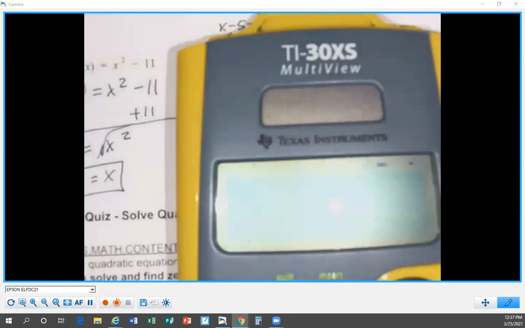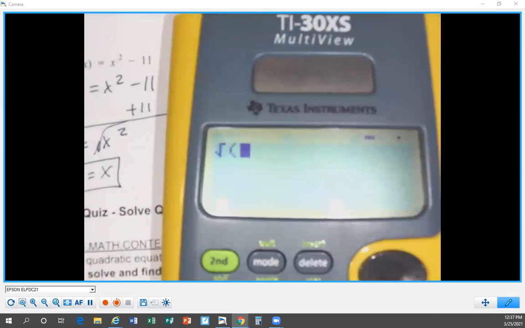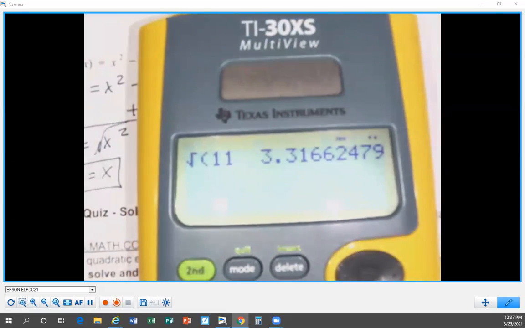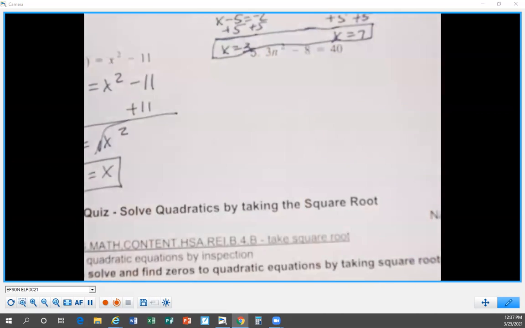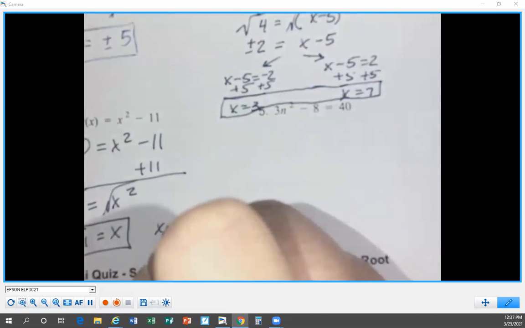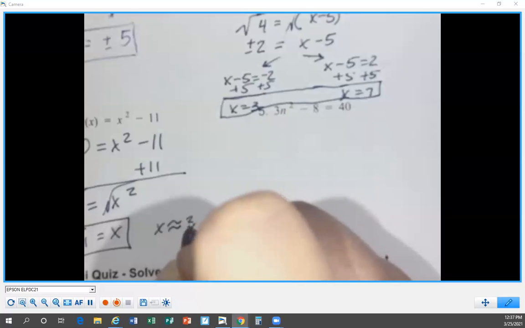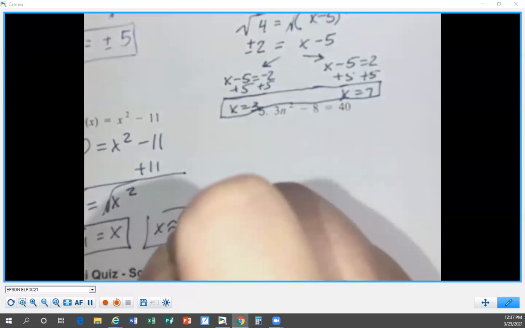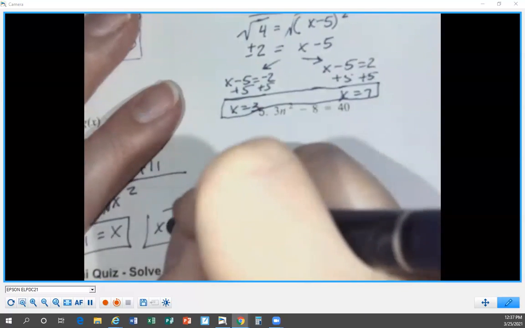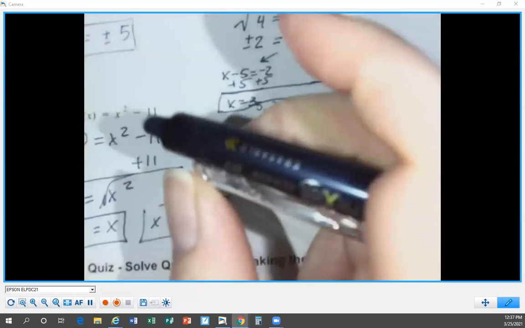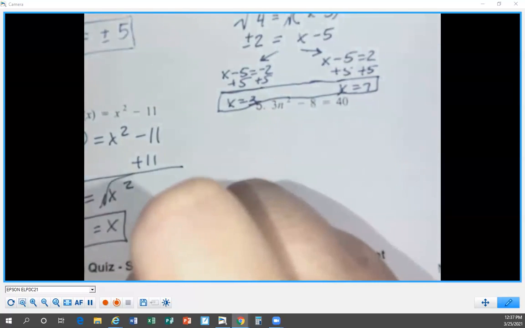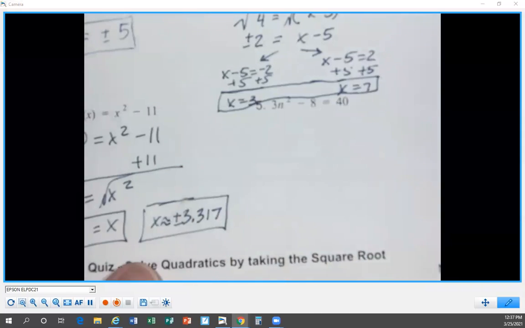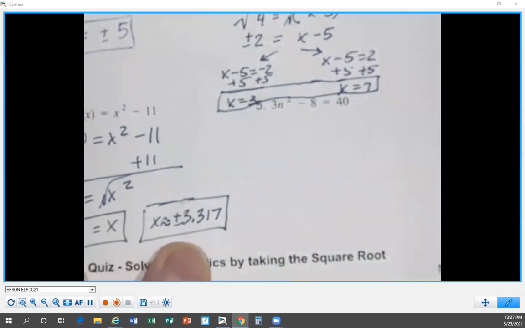Okay, let's try this one. I just turned on the light as well. So square root of 11, this one's already in classic mode, so 3.317 approximately. So x would be equal to approximately 3.317 plus or minus. Just make that a little neater. Okay, so x is approximately equal to plus or minus 3.317.